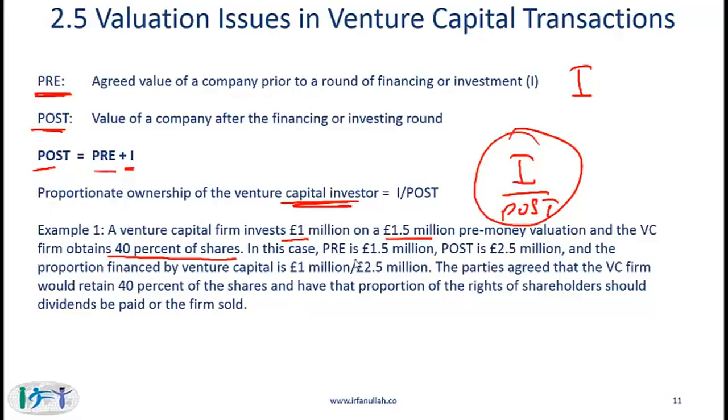In this case, pre is 1.5 million, post is 2.5, which is simply 1.5 million plus the investment, and the proportion financed by venture capital is 1 million over 2.5 million. The parties agreed that the VC firm would retain 40% of the shares and have that proportion of the rights of shareholders should dividends be paid or if the firm is sold.